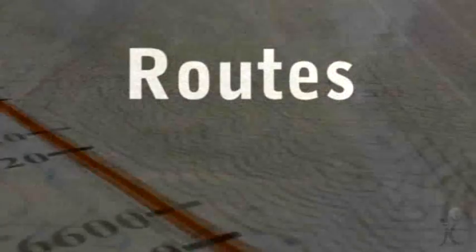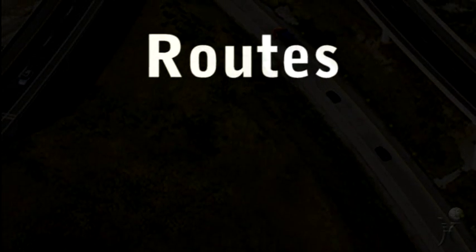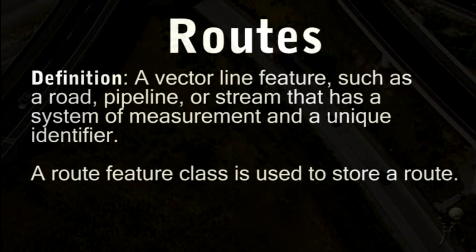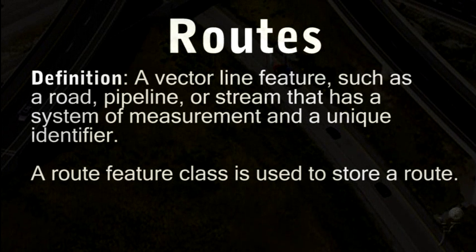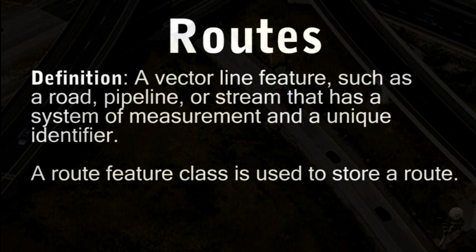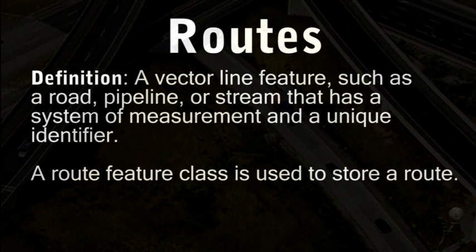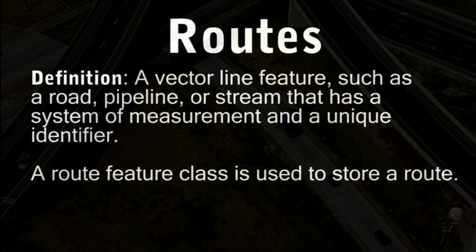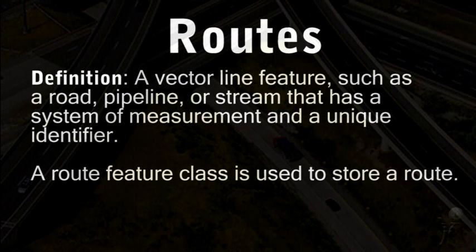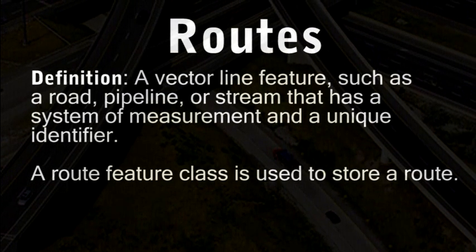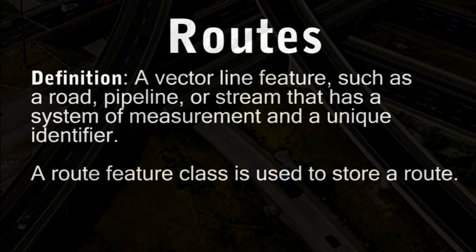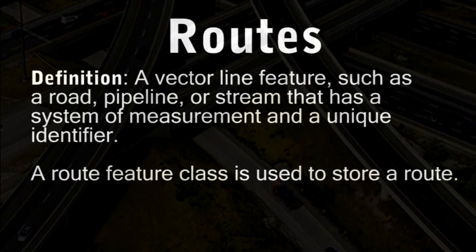Before we dive into this project and start using ArcGIS Desktop to create a route, let's take a look at a few definitions of a route. There really isn't anything overly special about a route. A route, by definition, is a vector line feature or polyline, such as a road, pipeline, stream, or river, that is made up of a system of measurement and a unique identifier. As we will see shortly as we're using ArcGIS Desktop, this route identifier is pretty important. Sometimes it's easy to forget about this route identifier, so keep that in mind as we move through this tutorial.